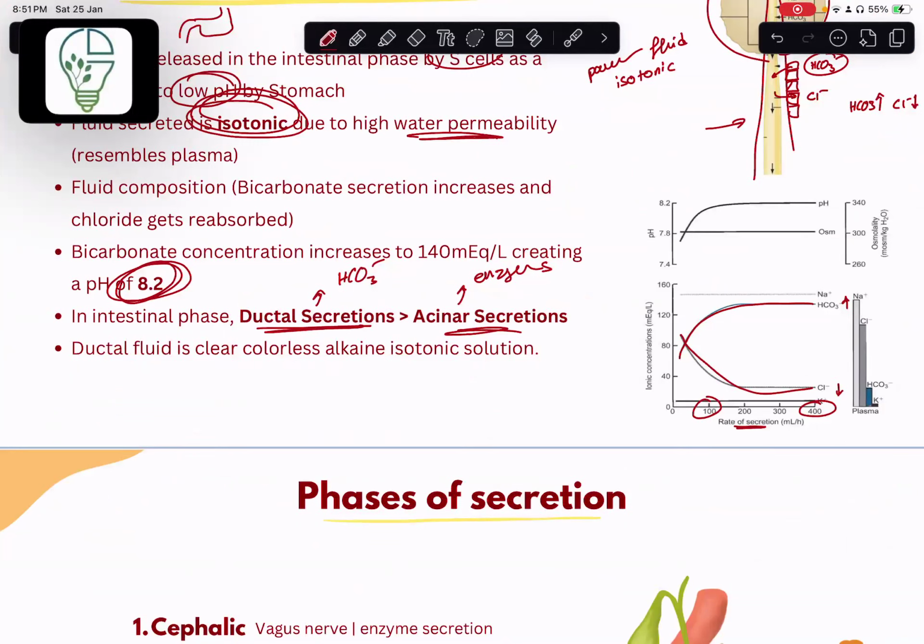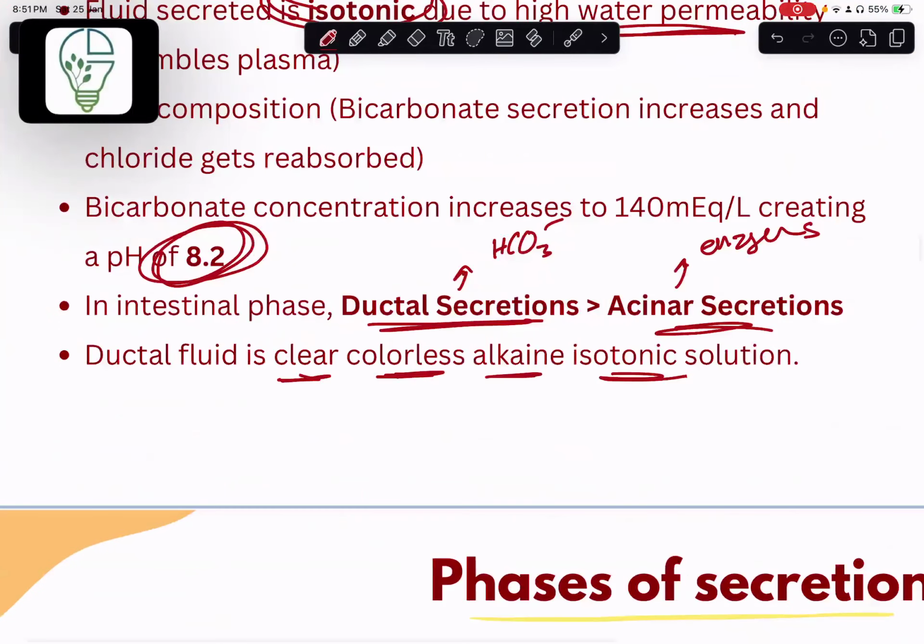And ductal fluid is clear, colorless, alkaline, and isotonic. This is basically the ductal fluid. And what is it basically? The normal plasma serum ions, as well as water, as well as increased bicarbonate. And that's basically the ductal fluid. Nothing much to it.